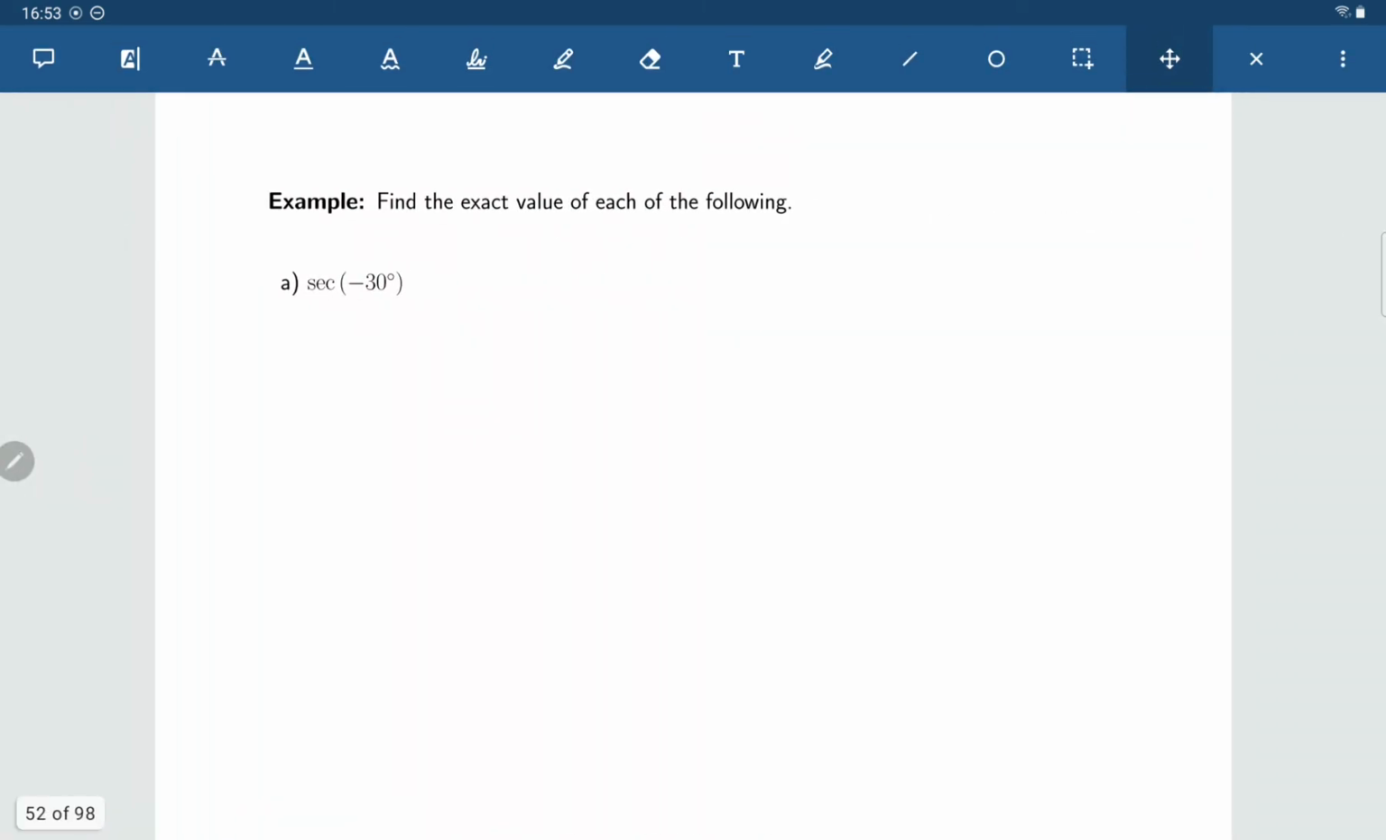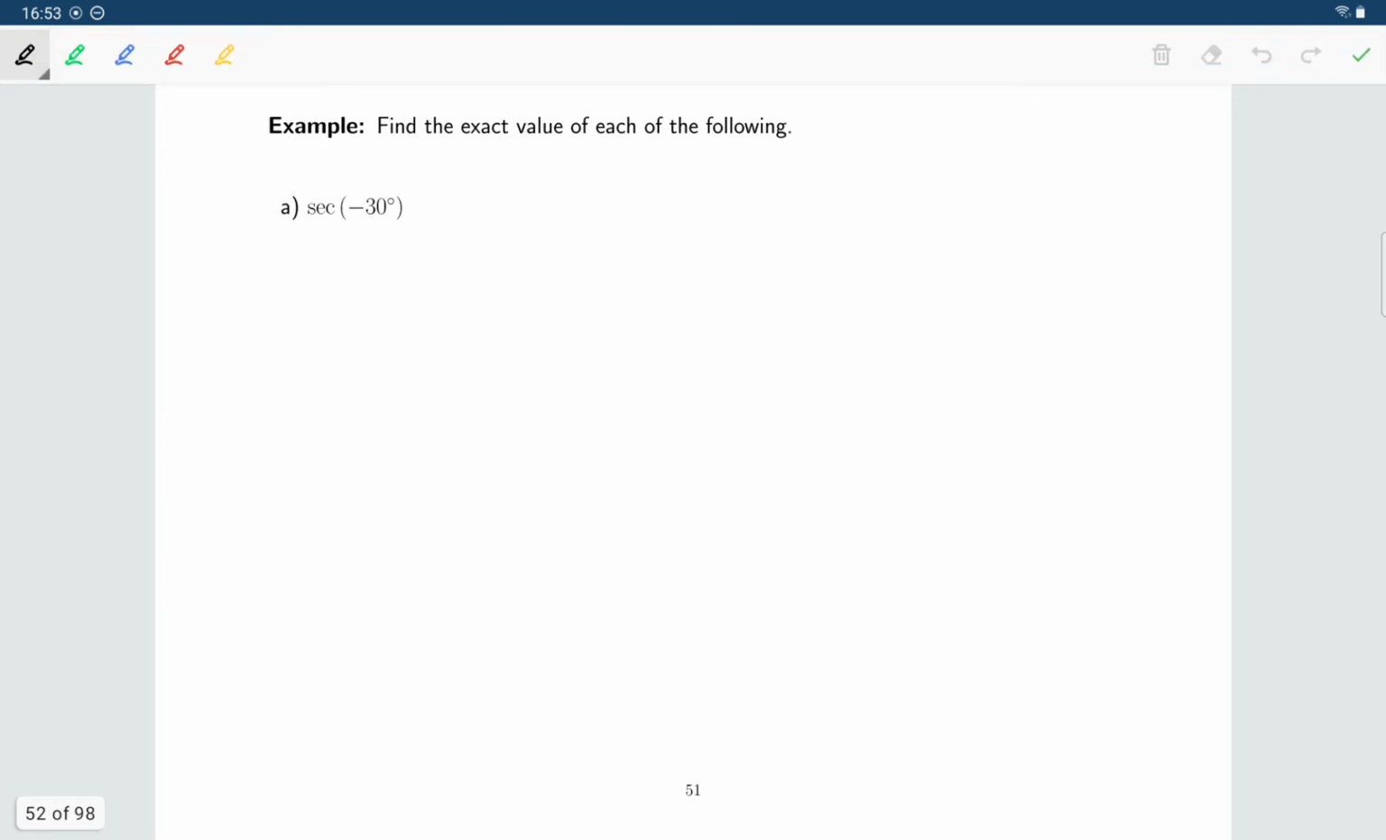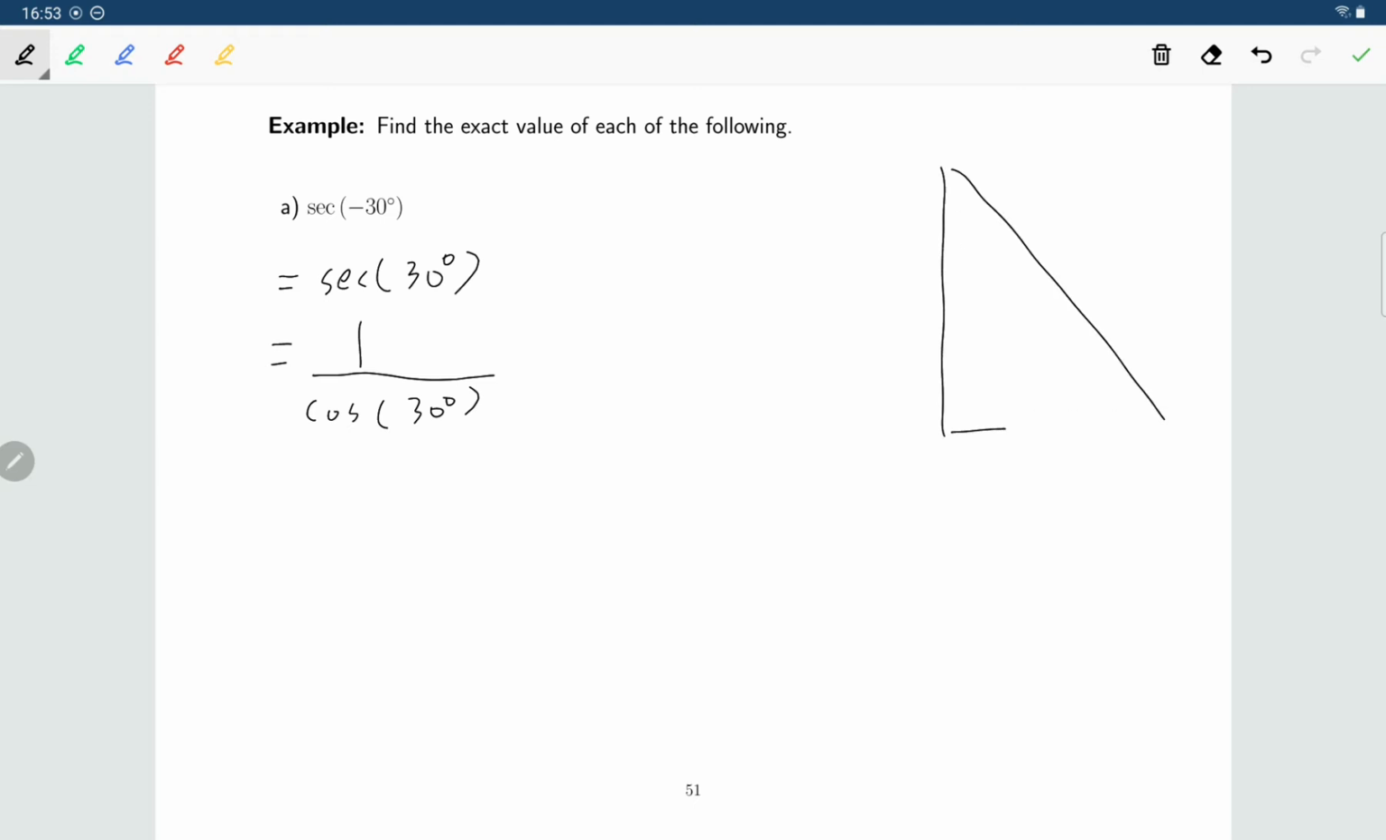So, for example, here, we're looking for secant of negative 30 degrees. And I know that secant is an even function, so secant of negative 30 should be the same thing as secant of positive 30. And secant is the reciprocal of cosine, so that should be the same as 1 over cosine of 30 degrees. And then I just need to use my special triangle for the 30, 60, 90 triangle.